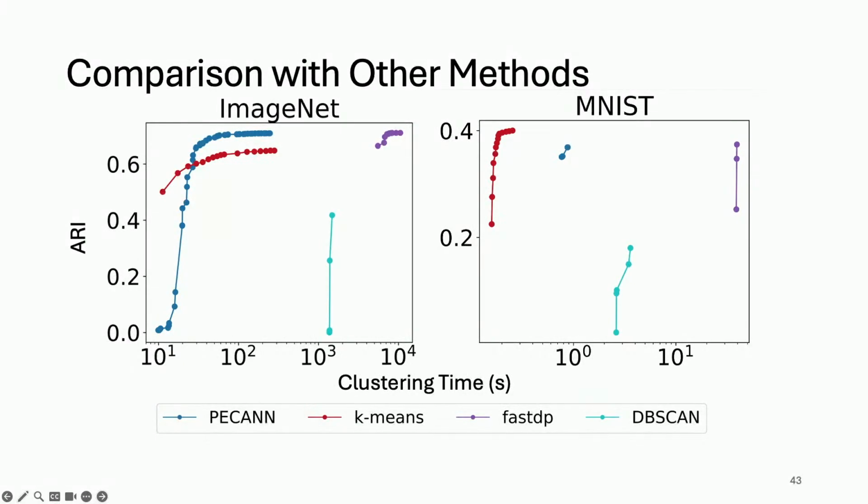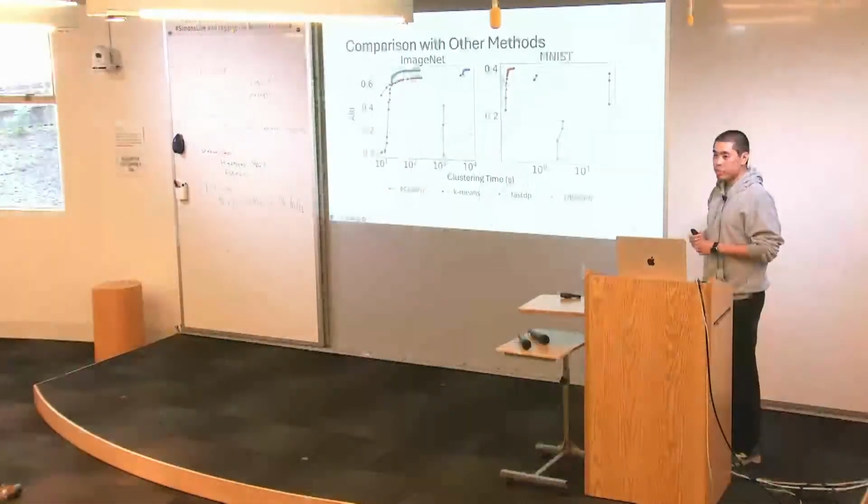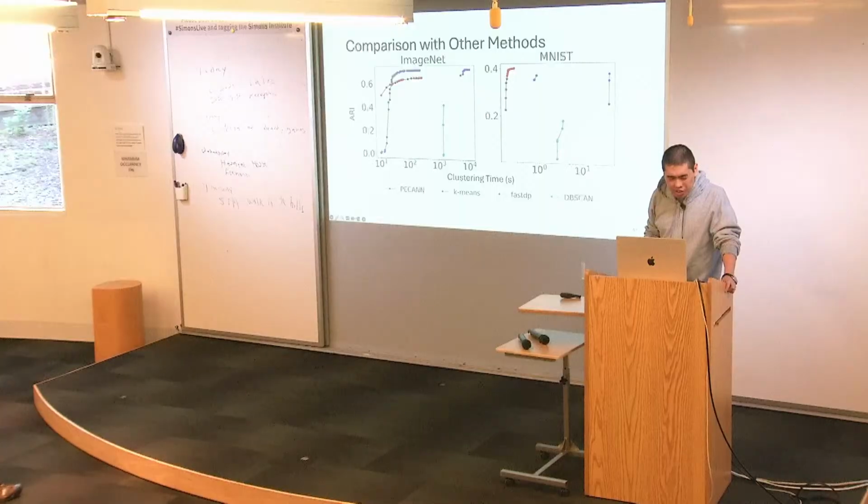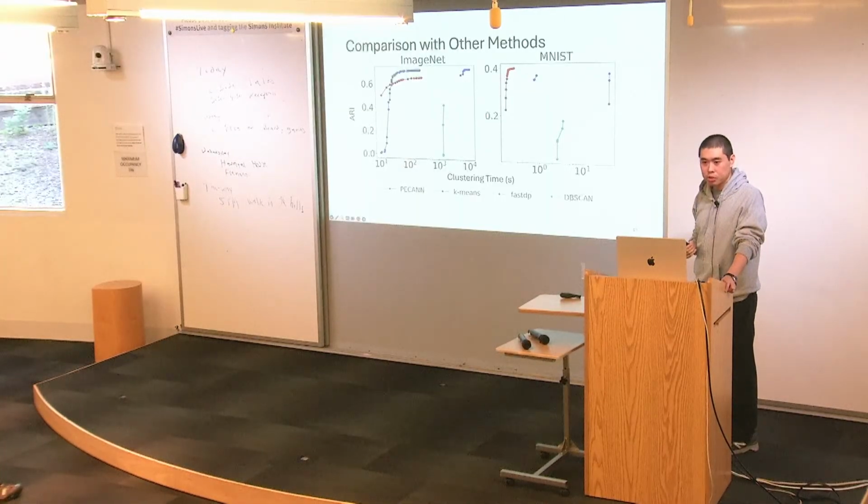How did you tune, for example, K-means? Did you just do some kind of grid search, or did you use the K that matches the ground truth? For k-means, I think we varied the k variable. I can't remember what other variables were tuned there.